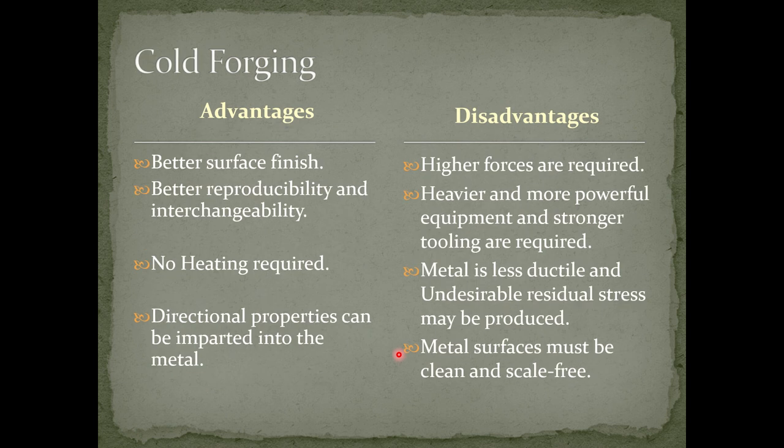Now we are going to see advantages and disadvantages of cold forging. Pehle hum dekhenge advantages. Better surface finish, better reproducibility and interchangeability. Next is no heating required. Directional properties can be imparted into the metal. Disadvantages hai, higher forces are required, heavier and more powerful equipment and stronger tooling are required. Metal is less ductile and undesirable residual stresses may be produced. Metal surface must be clean and scale free. Means jab hum forging process karenge tab jo metal surface rahega wo must be clean and free from scales. So these are the advantages and disadvantages of cold forging.